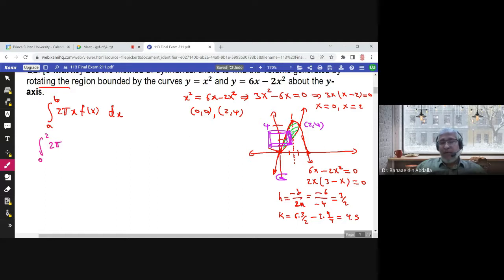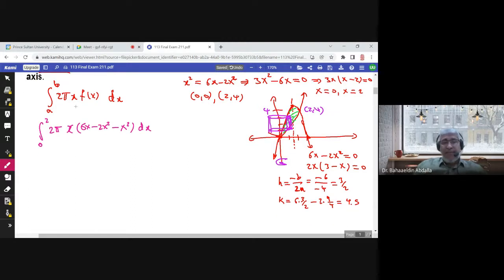Now f of x will be the height, so it is the above parabola minus the lower parabola. So the above one is this one, 6x minus 2x squared minus the other one, which is x squared, times x times dx.